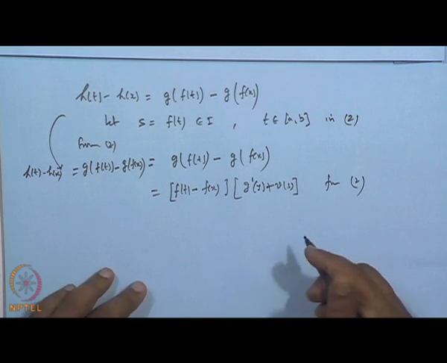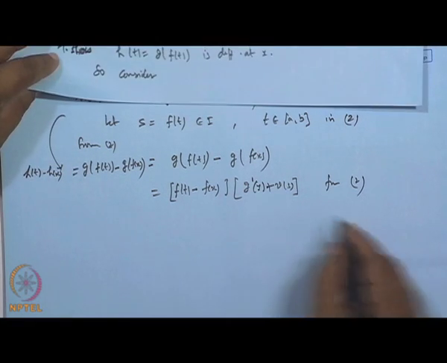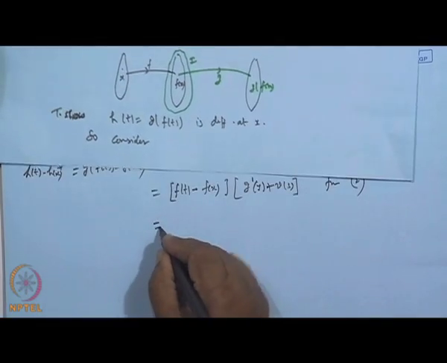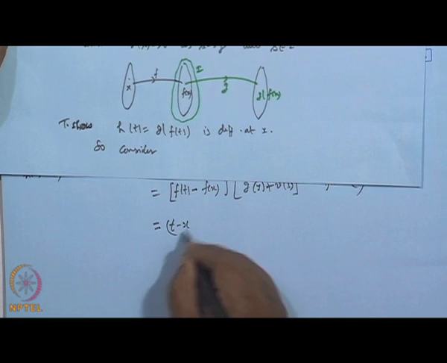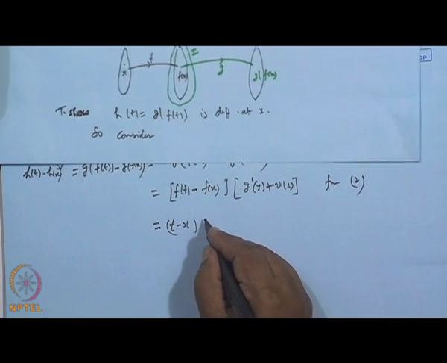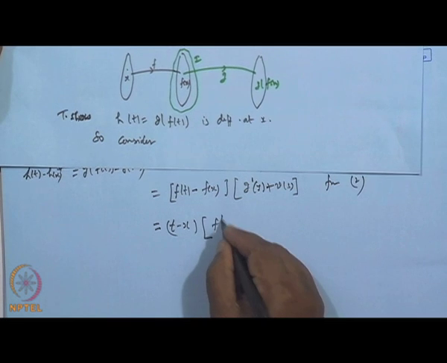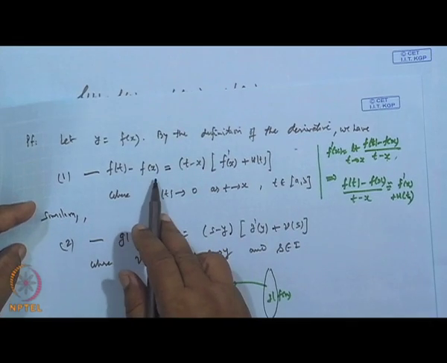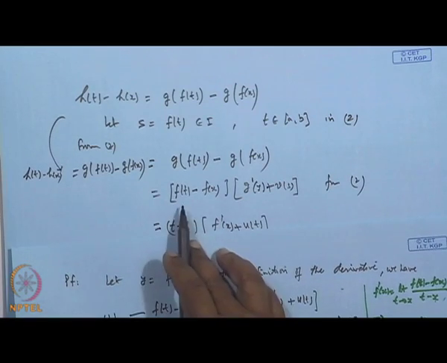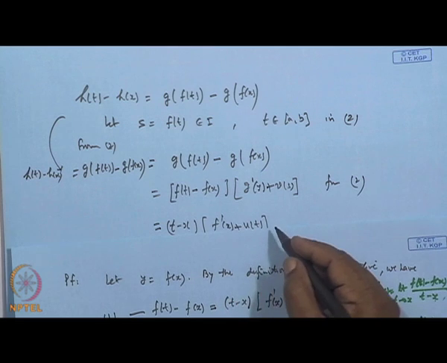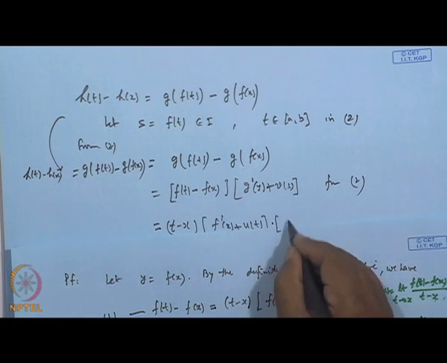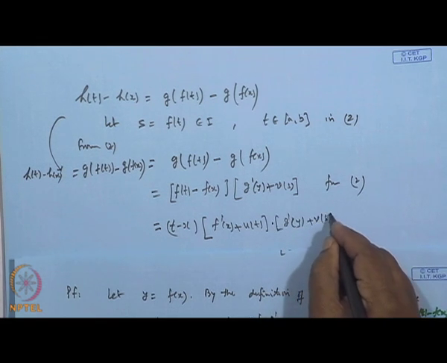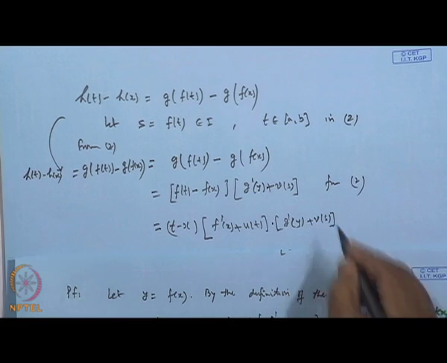Now apply the first one: f t minus f x is t minus x into f prime x plus u t. This is our f t minus f x. I am replacing this value here, and here g prime y plus v s remains as it is.